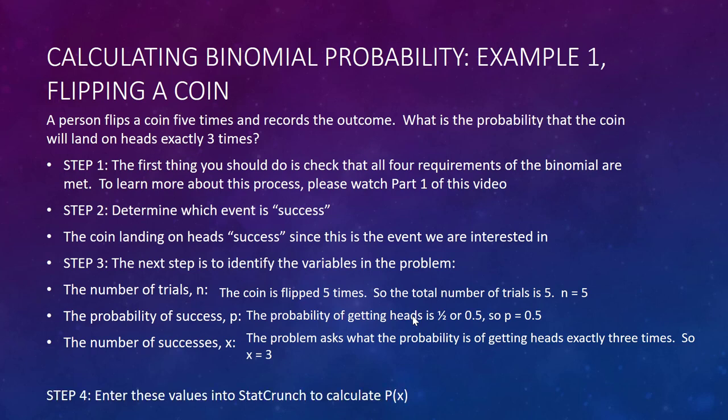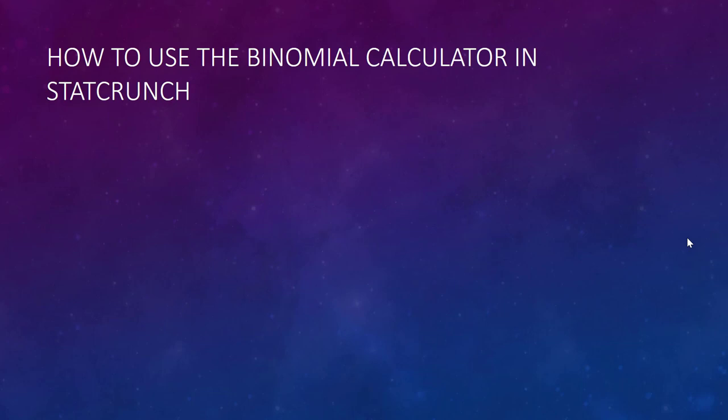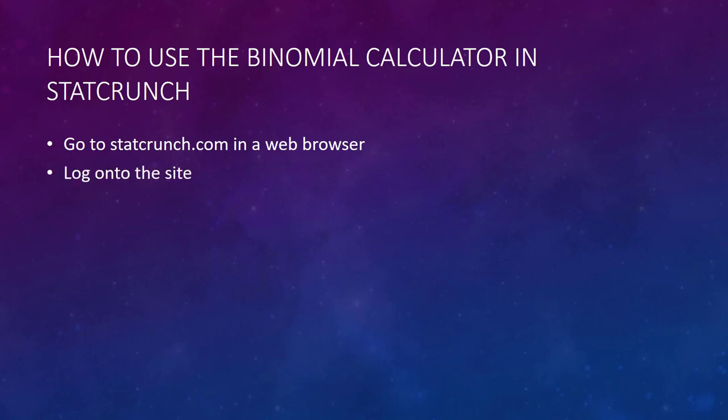Lastly, we need to enter these 3 values, n, p, and x, into StatCrunch to calculate the probability of this event. First, I'm going to list the steps of how to use the binomial calculator in StatCrunch. Then I'm actually going to go to the web browser and walk you through this step by step. First, you go to statcrunch.com in your choice of web browser. Log on to the site and then click on Open StatCrunch.